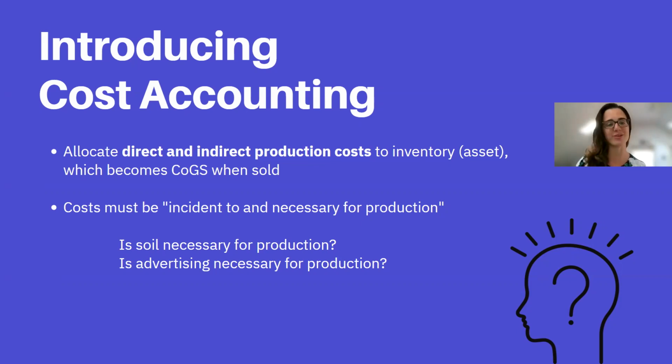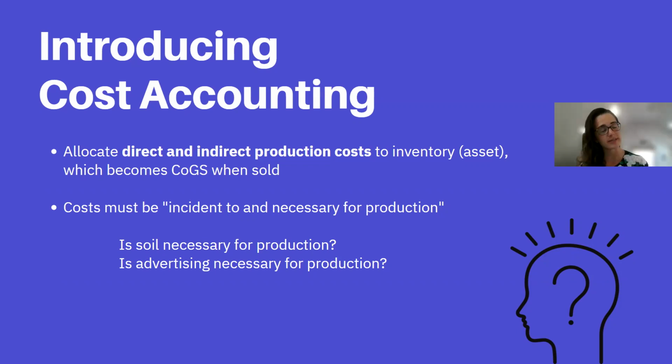Introducing cost accounting. The idea here is that we can include certain costs as inventory rather than a non-deductible expense. How? We allocate direct and indirect production costs to inventory as an asset. So basically, we're booking costs as an asset. Costs included in inventory are direct materials, direct labor, and overhead, aka indirect costs.